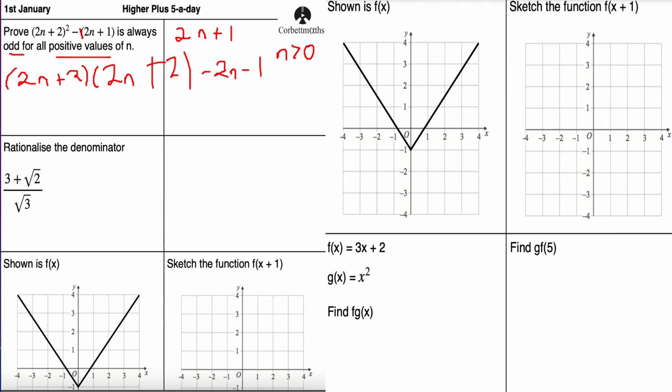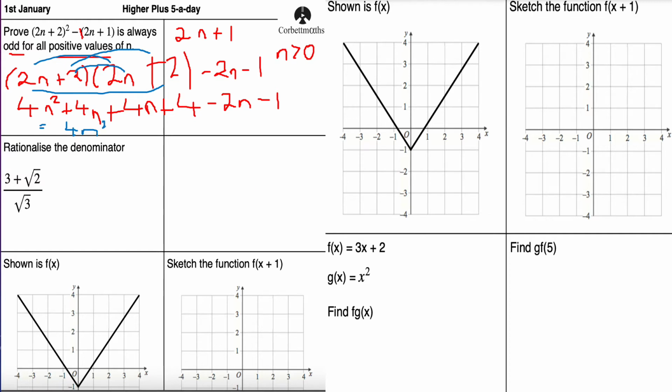So expanding this bracket, 2n times 2n is 4n squared. 2n times 2 is positive 4n. 2n times 2 is positive 4n, and then positive 2 times positive 2 is positive 4. So when I expand double brackets, every term is multiplied by the corresponding terms in the other bracket. So it's 2n times 2n, 2n times positive 2, 2n times positive 2, and then 2 times 2. Collecting like terms, I'm going to have 4n squared. I've got 4n plus 4n subtract 2n, which gives positive 6n, and then minus 4 minus 1, which is minus 5.